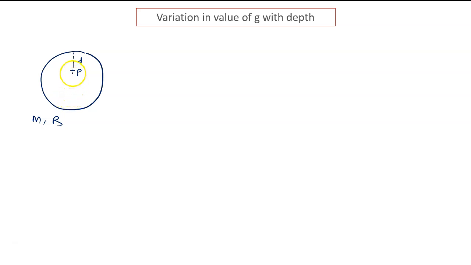If I say the radius of the earth is R, then definitely this is the center. This total distance is R, and this distance from C to P is known as R minus d. So gravity at the surface, we will write, is given by GM upon R square.